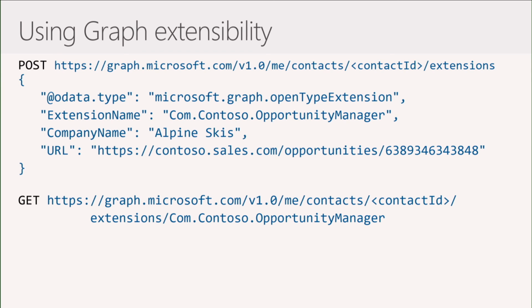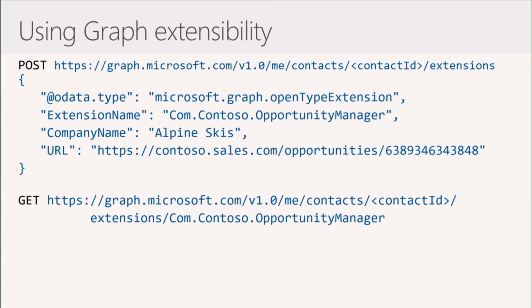What we recommend is to use a standard reverse DNS style of naming. So you can see I've chosen for the extension name here com.contoso.opportunity-manager, a reverse DNS for some hypothetical CRM system that I'm making for Contoso. Then I've just posted to that and told it to use an open type extension on the extensions collection on my contact. And then I've added two properties, my company name and my URL.